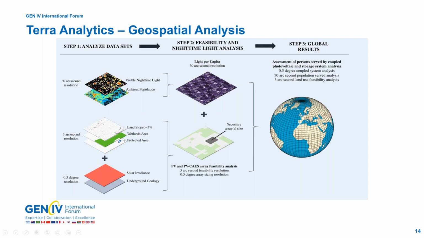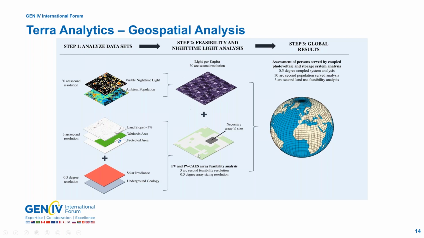You could set filtering criteria. So maybe you're looking for areas that don't have a land slope greater than 3%. You're not sitting in a wetland and you're not sitting in a protected area. And then if you're trying to site something like a solar power facility, you could have solar irradiance as a function of location, temporal data for this, and also maybe you're looking for particular kinds of underground geology because you want to couple this to a compressed air energy storage system.